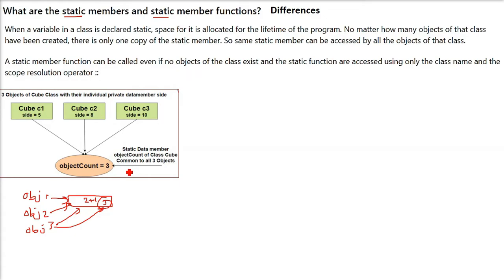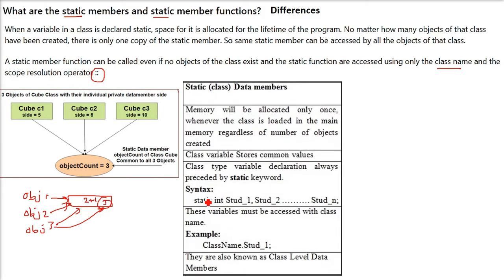This can be called even if you are not making an object of the class. That is, static functions are accessed using the class name and the scope resolution operator, which is nothing but the double colon. Okay, let us see them one by one again, the differences. We are talking about data members. As I said, memory will be allocated only once whenever the class is loaded in the main memory. Regardless of the number of objects created, you create 1000 objects, there will be only one space. So static data members store common values.